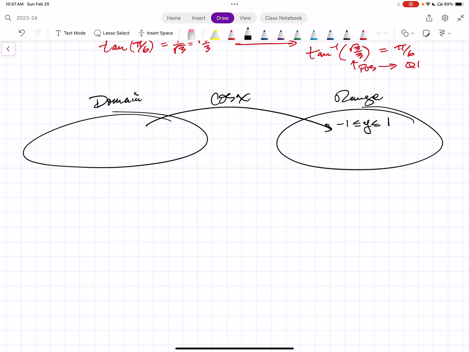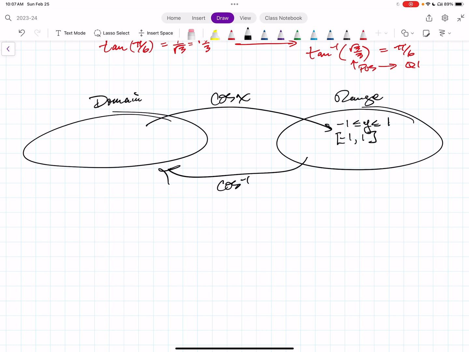Okay, you can write it like this too, from negative 1 closed to positive 1 if you want to use interval notation. And then the inverse sends it right back. The inverse cosine takes a number, a ratio between negative 1 and 1, and sends it right back to the angle.